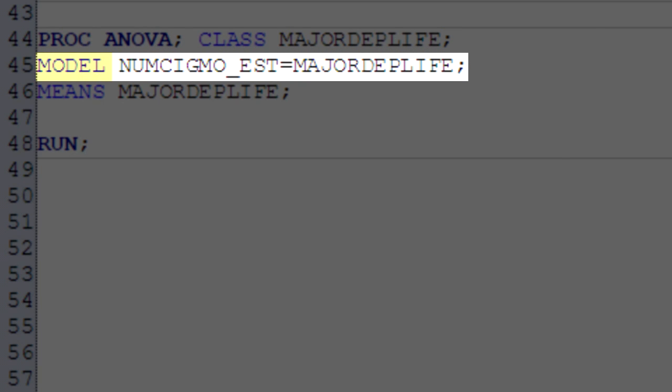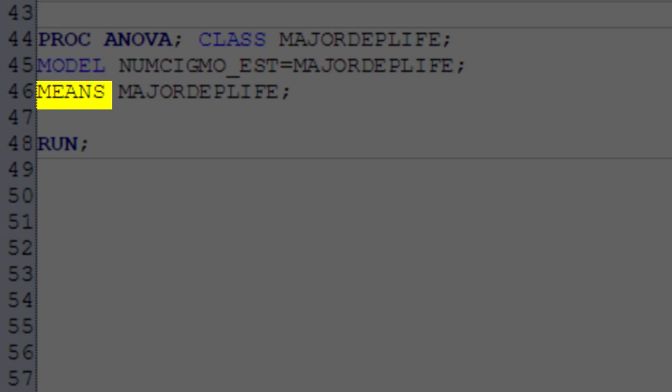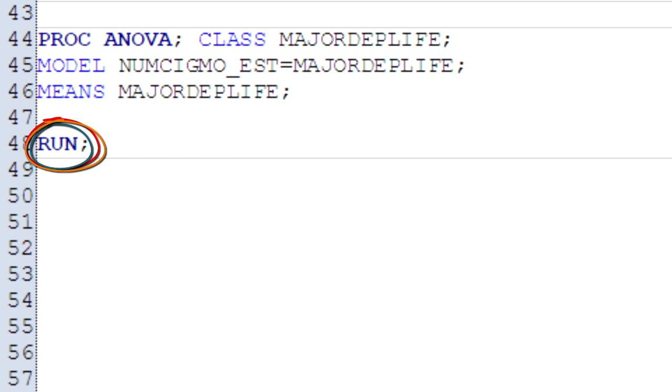Next, we write a model statement, naming the quantitative response variable. In this case, that's num sig mo underscore est, then the equal sign, and then the categorical explanatory variable, which is major dep life, and end the statement with a semicolon. Finally, the mean statement tells us which groups you would like to compare mean number of cigarettes smoked per month. So again, we include the categorical explanatory variable, major dep life, and end the statement with a semicolon. Don't forget, run, semicolon. So now we're ready to run the program and take a look at the output.